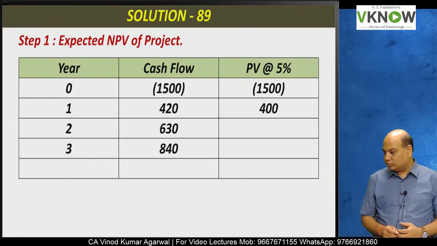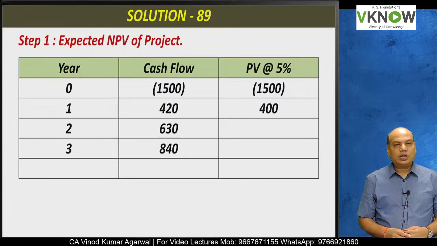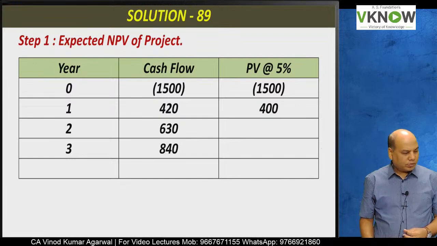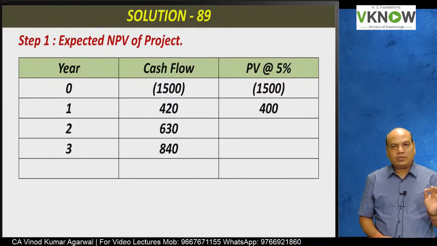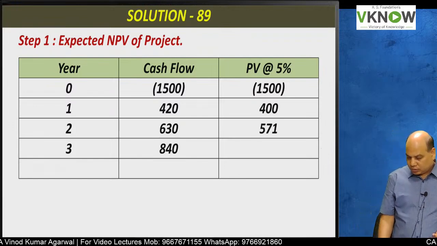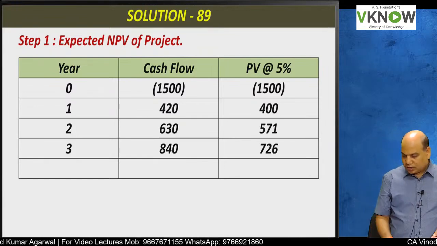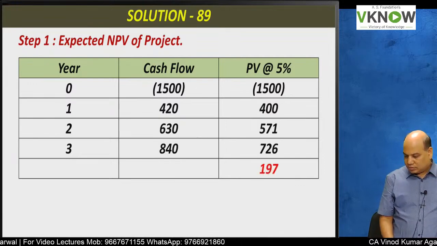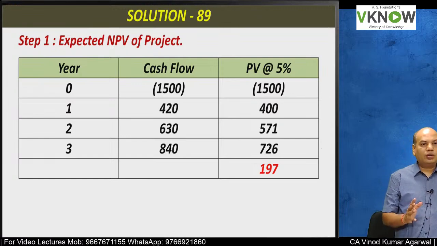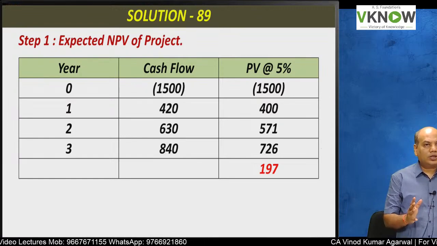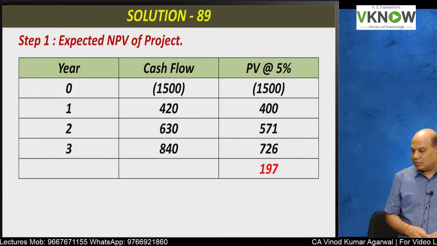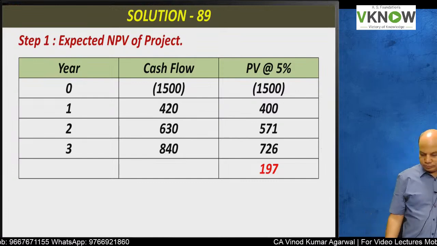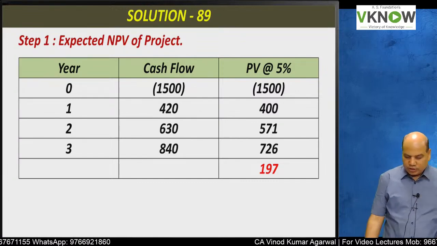And then compute the present value at 5%. First year 0, 1500. Take 420 divide by 1.05, 400, 571, 726. I am rounding off the numbers. You can write all digits if you want. Total is 197.